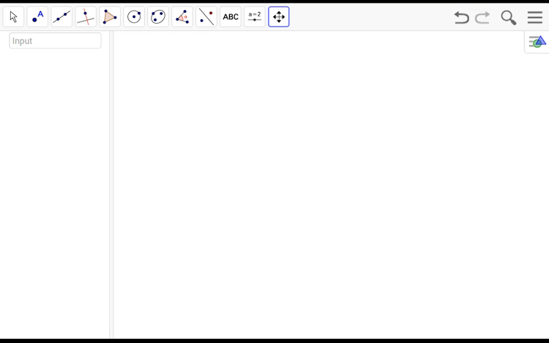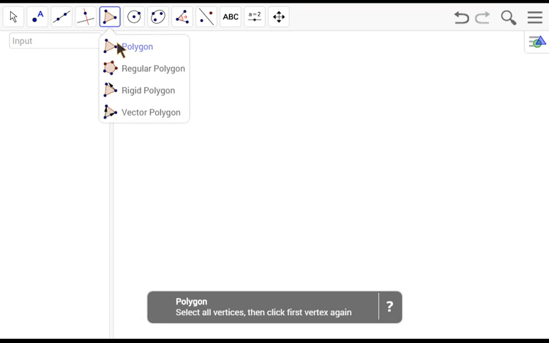On this construction, we are going to be making two more special constructions on triangles with points of concurrency, and you can find the orthocenter and the centroid. We'll start out with the orthocenter. So go ahead and create a triangle.